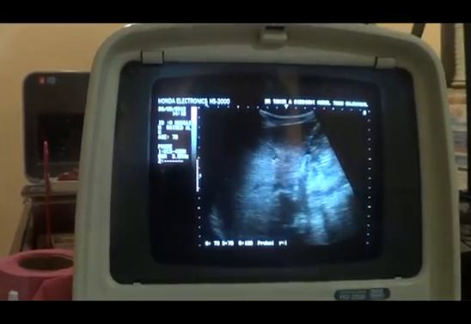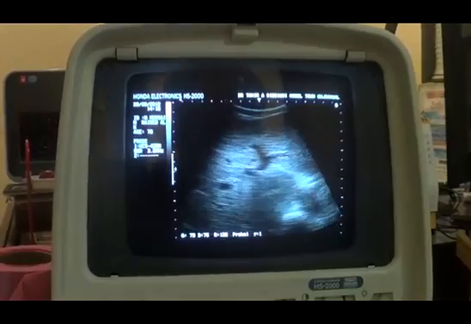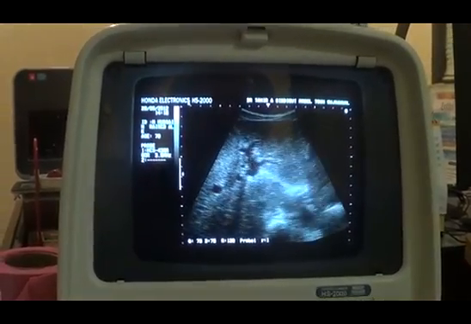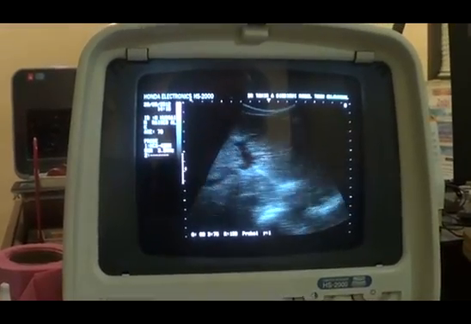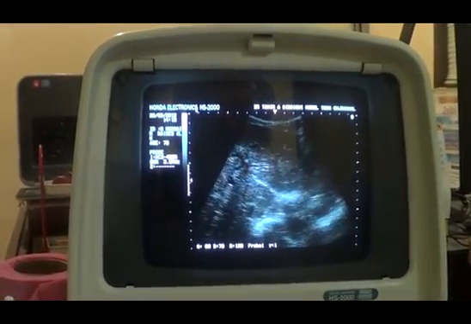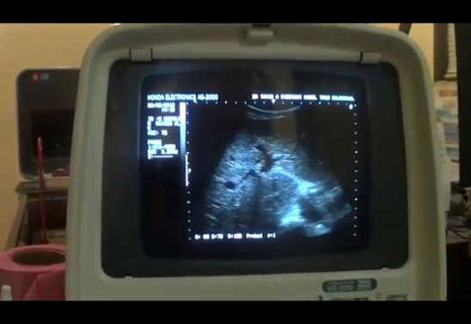Here, let's see the left lobe of the liver. Here we are. So, up to, yes, there is mild intrahepatic bile duct ectasia.